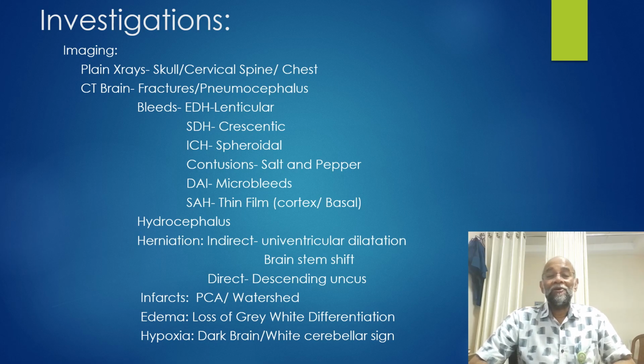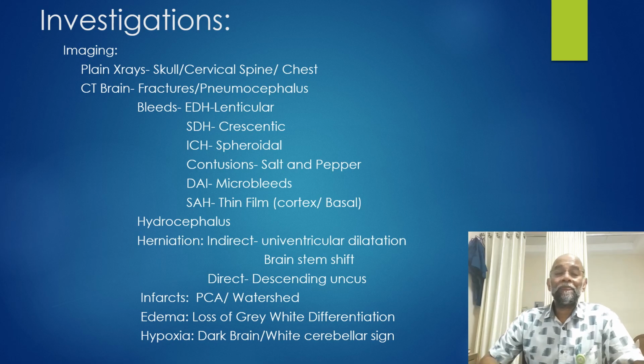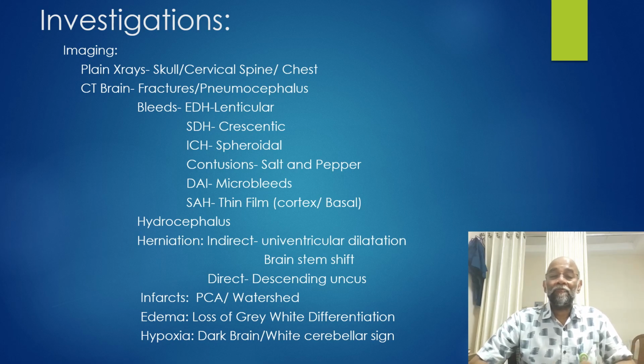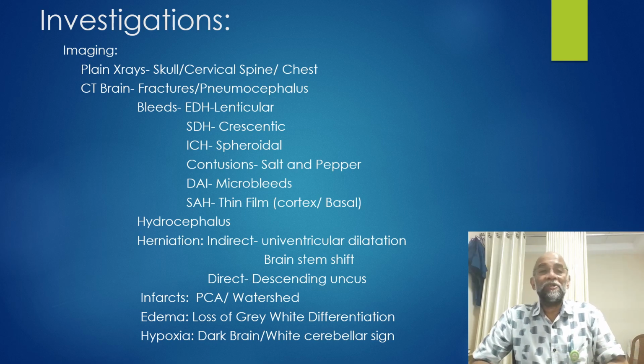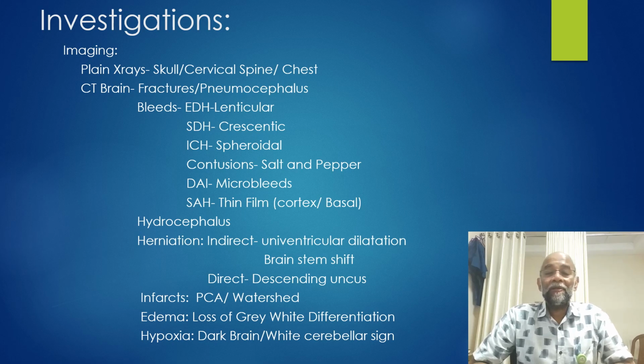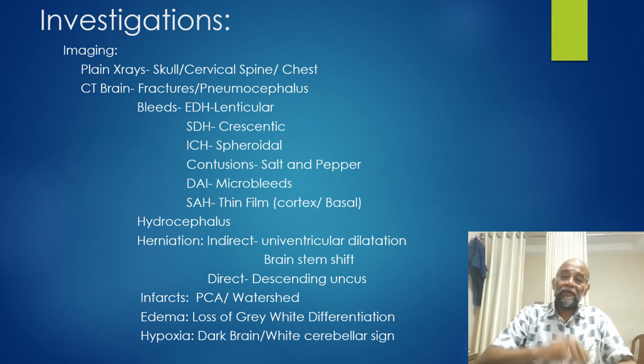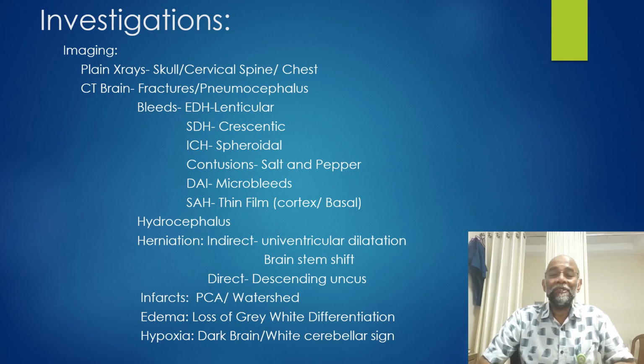Hydrocephalus can be seen on CT. Herniations can be assumed on CT. In a univentricular dilatation, you say there is subfalcine herniation. Also, a midline shift becomes obvious. Brainstem shift also can become obvious. The midbrain seems to be shifted to the opposite side. Direct evidence, you can see the descending uncus encroaching upon the perimesencephalic cisterns.